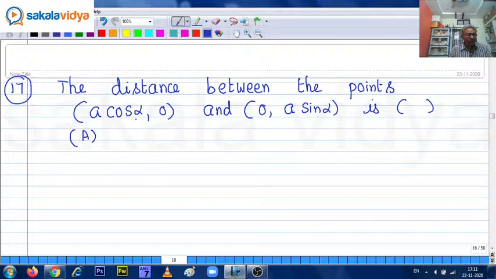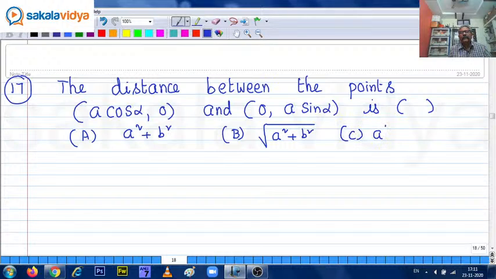Option A: a square plus b square. B: root over a square plus b square. C: a square minus b square. D: a. What is the right answer? Here it is independent of alpha.